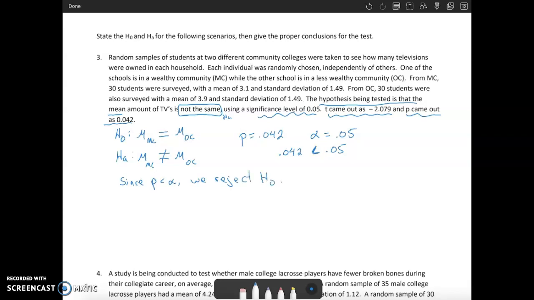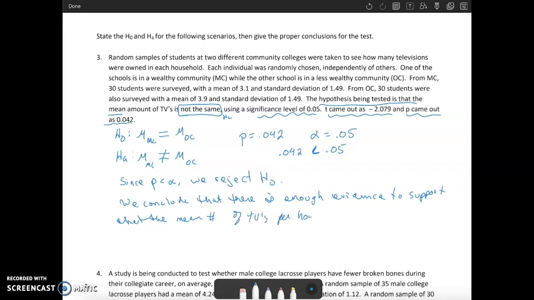the null hypothesis. We can conclude that there is enough evidence to support that the mean number of TVs per household in these communities is not the same.